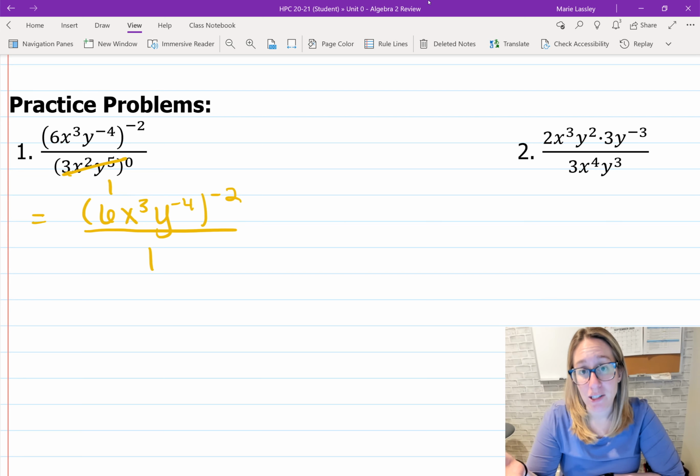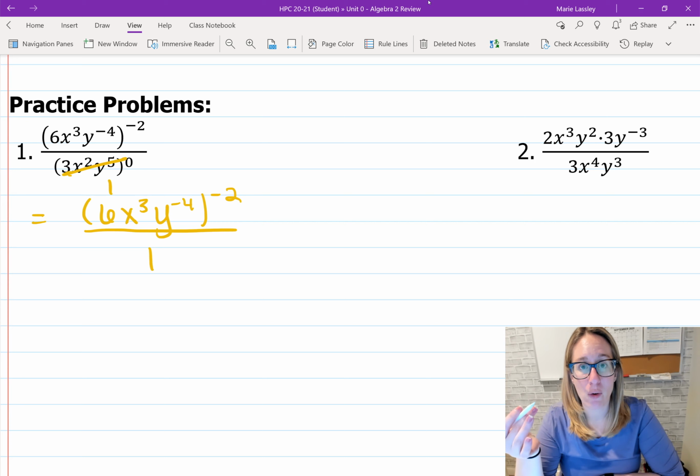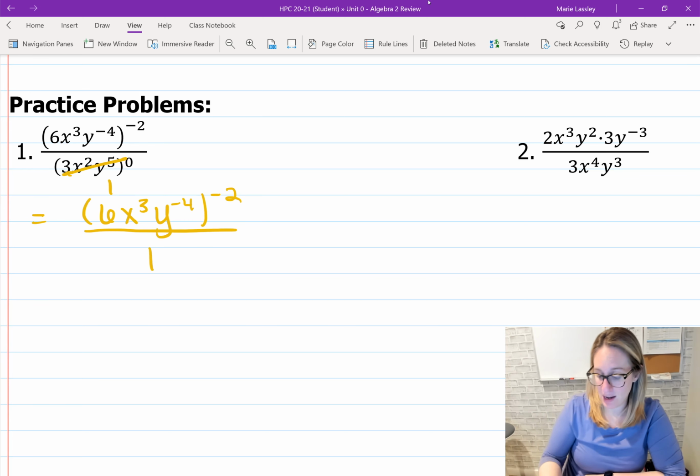Now, if you did watch that last video, you saw me talk a lot about don't distribute the exponent into the parentheses. That only is true when you have a plus or minus sign inside your parentheses. Since this is all multiplication, it's fine to go ahead and distribute that exponent into my parentheses. If this was 6x cubed plus y to the power of -4, then I could not do that. I couldn't just distribute my exponents because then it becomes a different problem. But since this is all multiplication, I can go ahead and distribute this.